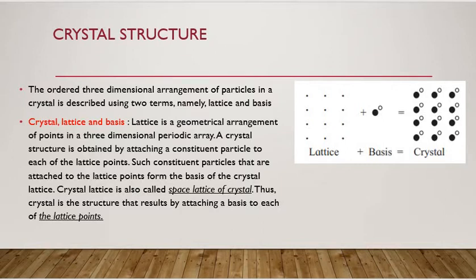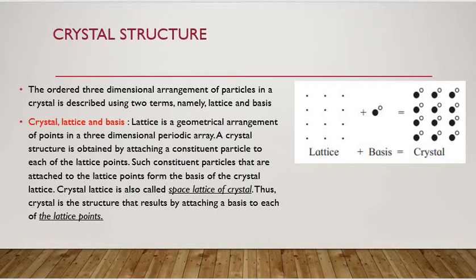A crystal structure is obtained by attaching the constituent particles to each of the lattice points, and such constituent particles attached to the lattice points form a crystal lattice. Crystal lattice is also called the space lattice of the crystal, and the crystal is the structure that results by attaching bases to each of the lattice points.